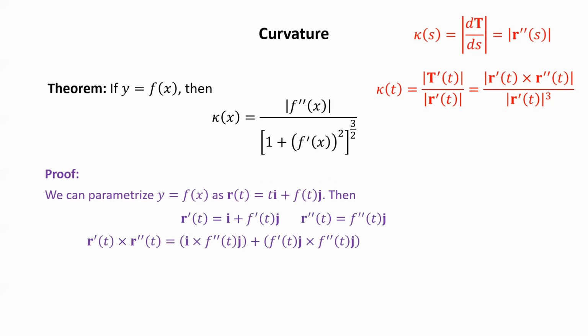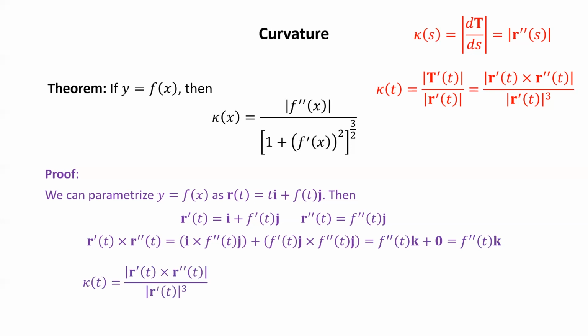We now take the cross product. Using the fact that the cross product is distributive over addition, we get i cross f double prime of t j plus f prime of t i cross f double prime of t j. For the first term there, we could pull out the scalar f double prime of t and then use the fact that i cross j is k. For the second term there, we're taking the cross product of two things that are scalar multiples of each other, so we just get 0. So we wind up with f double prime of t k.